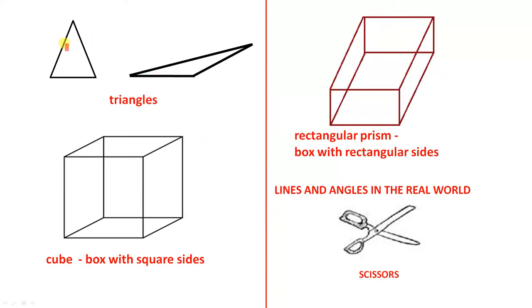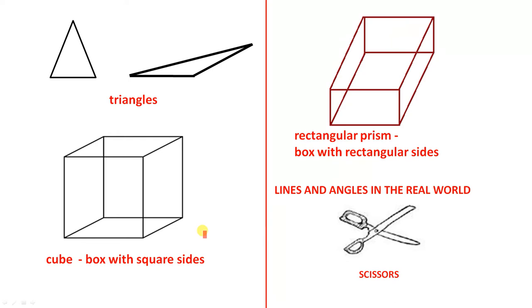Triangles. So here are 2 triangles. Each of them has 3 sides. And basically here we have 3 sharp angles. Here we have 2 sharp angles and a blunt angle.